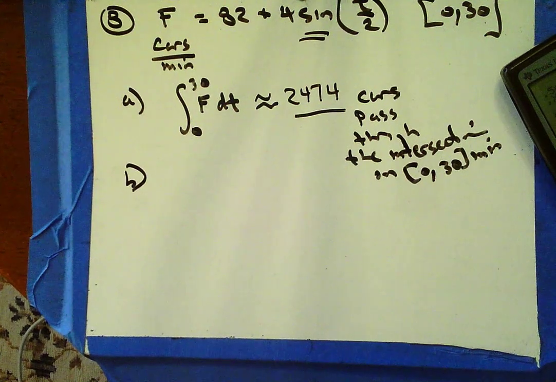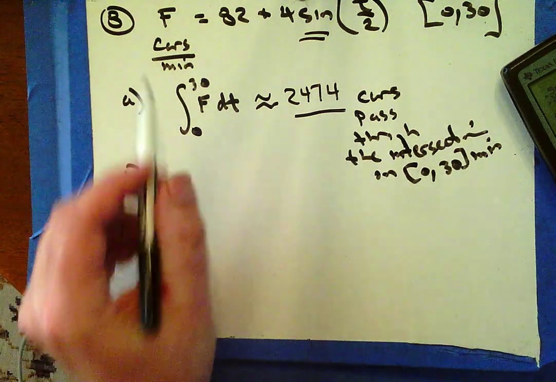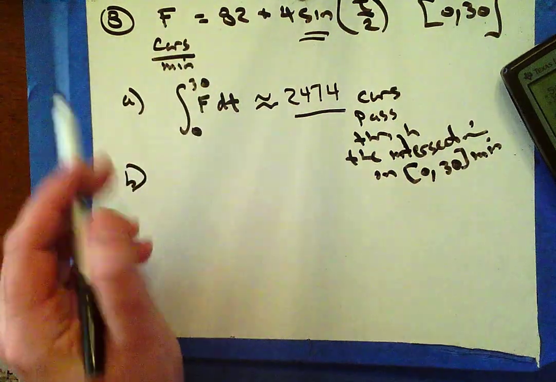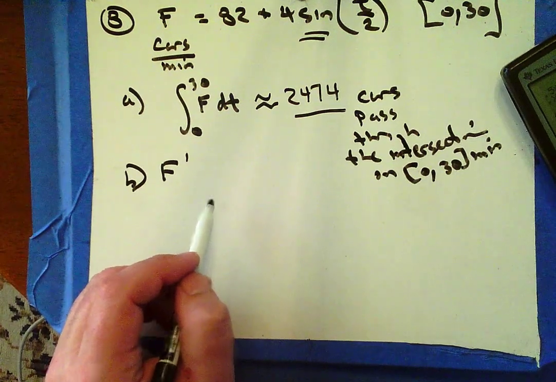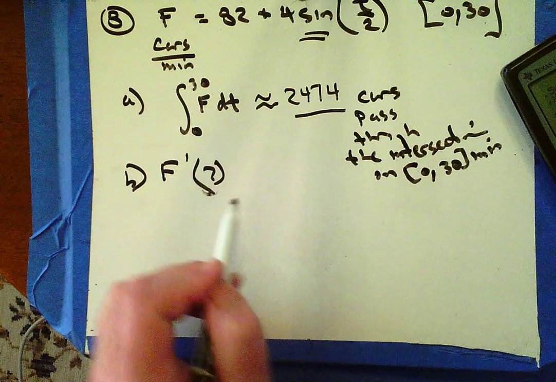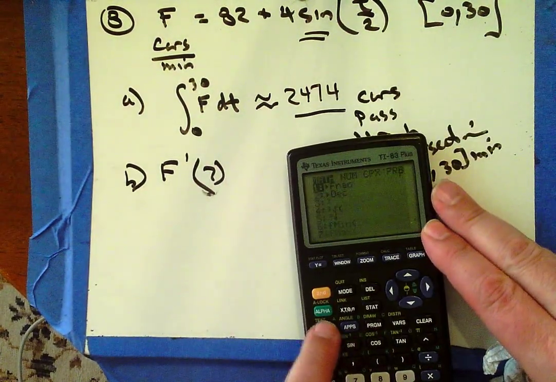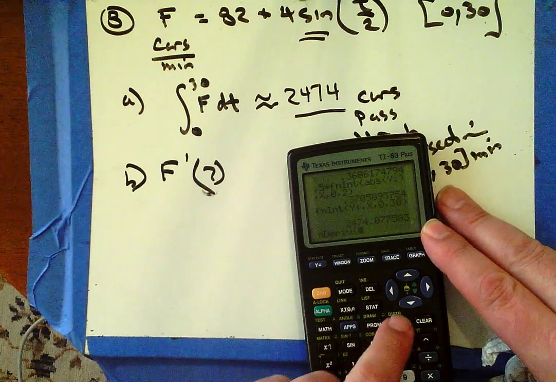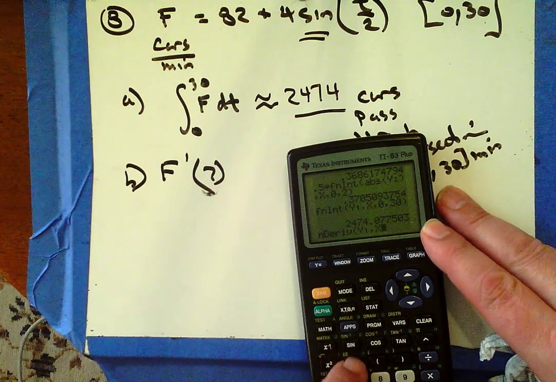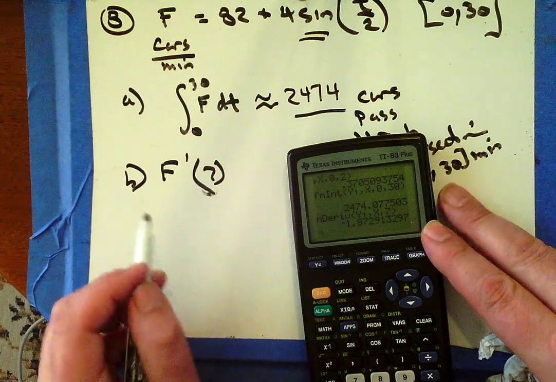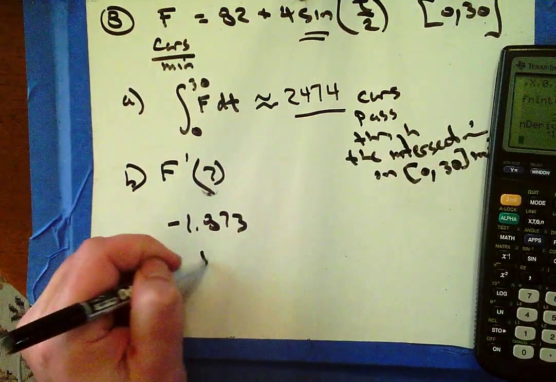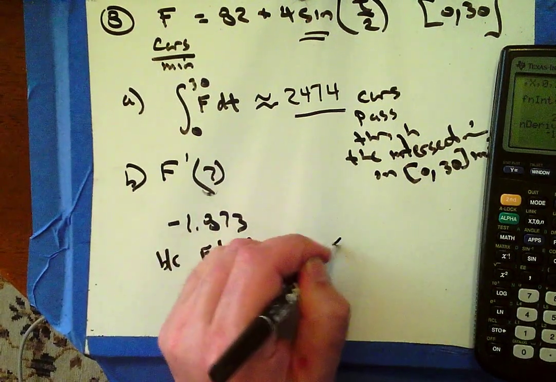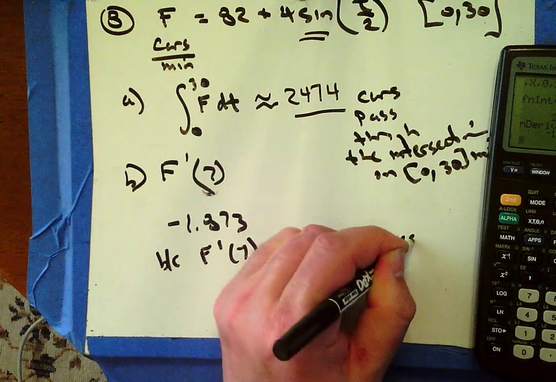Okay, part B for number 8. Is flow increasing or decreasing at t equals 7? Well, here's my flow function. I want to know if this f function is increasing or decreasing, so I want to look at f prime. And they say at t equal to 7. So I want to know f prime of 7. So let's do math, derivative, y1, comma x, comma 7. And I get negative 1.873. Because big F prime of 7 is less than 0, flow is decreasing.